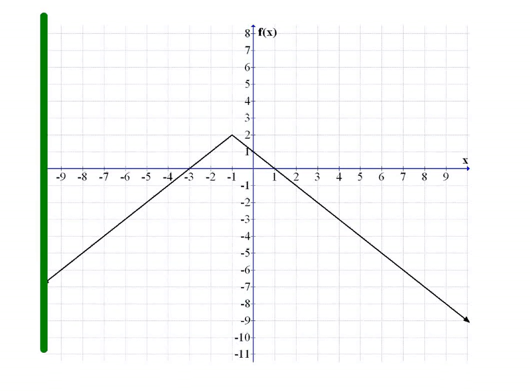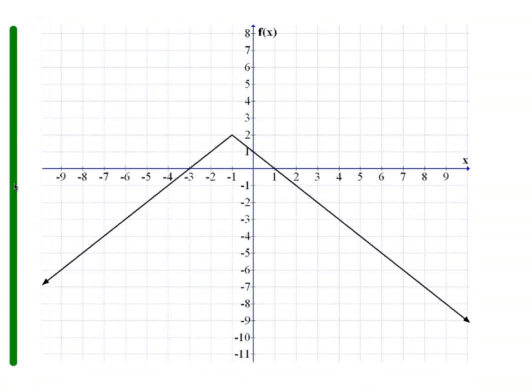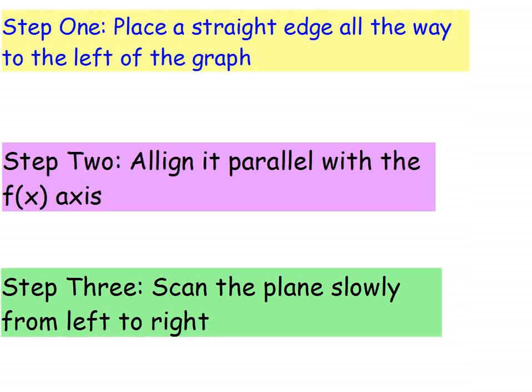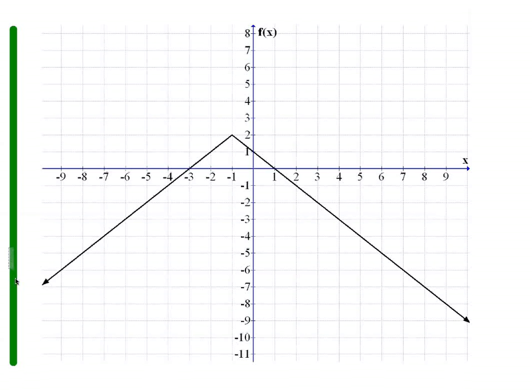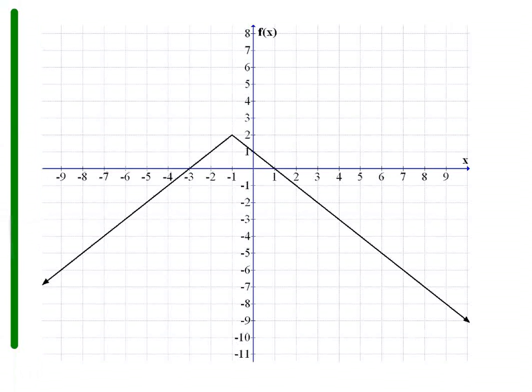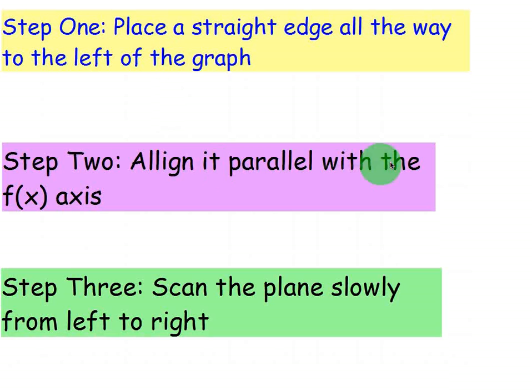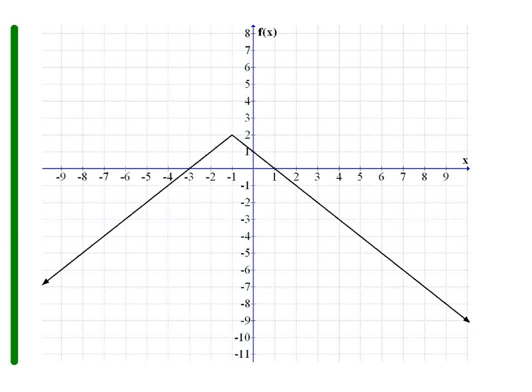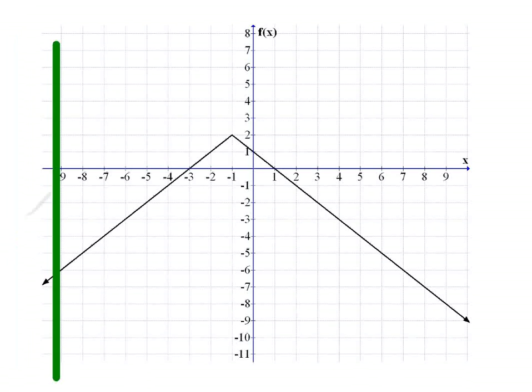Alright, so I'm going to give you guys a set of steps. It's called the vertical line test. We're going to see, is this graph a function? Not the green line, that's our testing line, but the actual graph right here, is this a function? First, we're going to place a straight edge all the way to the left of the graph. Okay, and that's what we've done. We got our straight edge over here. If you're using a piece of paper to do your homework or whatever, you can use a pencil or something for your straight edge. Next, we're going to line it parallel with the f of x axis or the y axis. So just make sure it's pointing straight up and down.